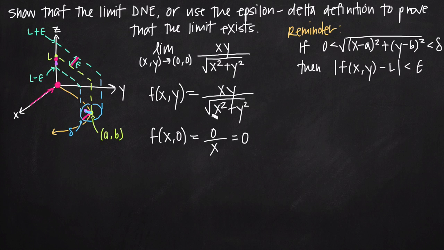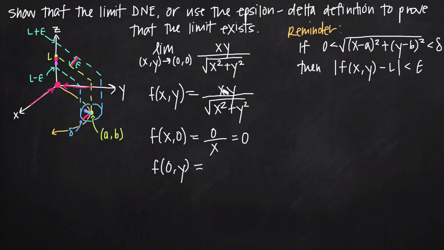Remember though, we're trying to find two different paths that'll give us a different value for the limit. So what if we approach our point 0, 0 along the y-axis? If we approach it on this path here, on this line, well, that's going to be f of 0 comma y, because everywhere along the y-axis, x is equal to 0. So what we're going to do there is plug in 0 for x and leave y. We're going to plug that into our function f of xy.